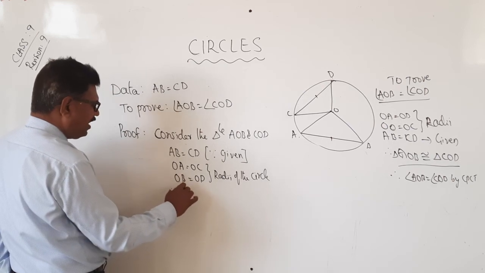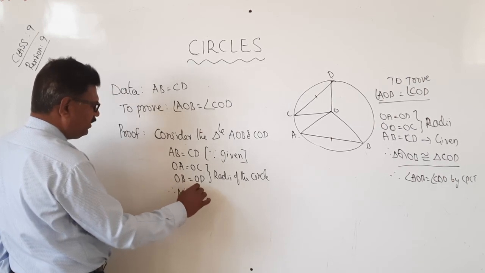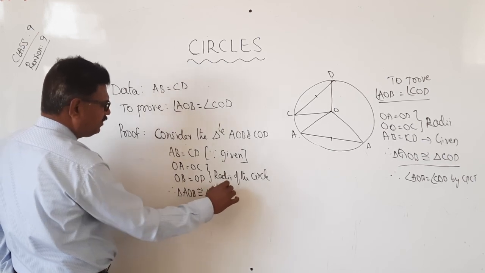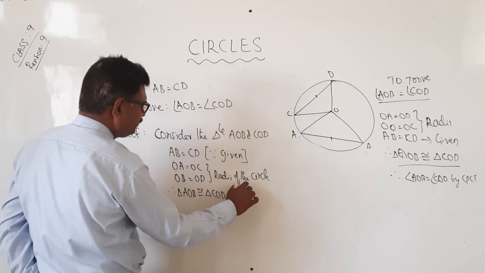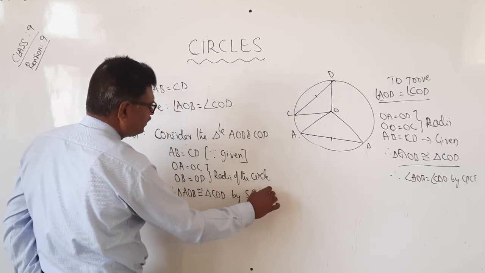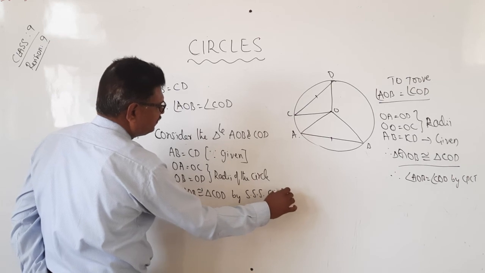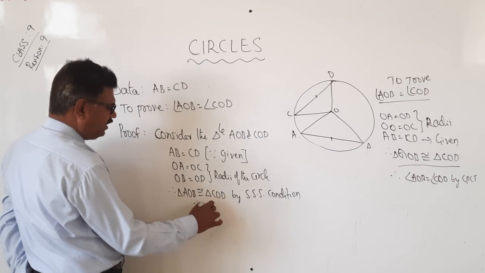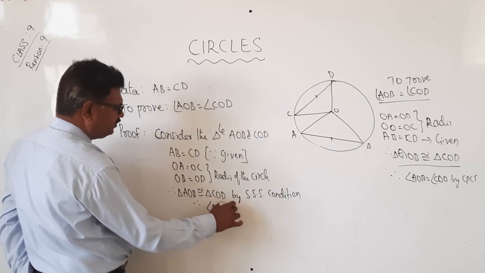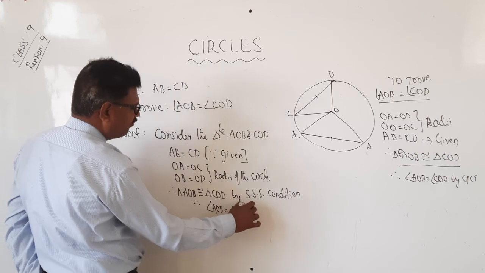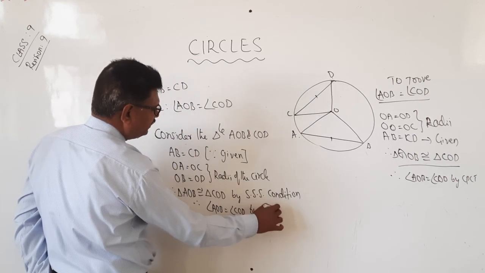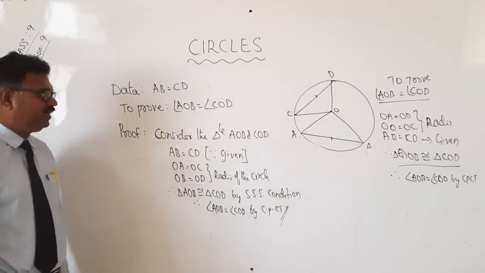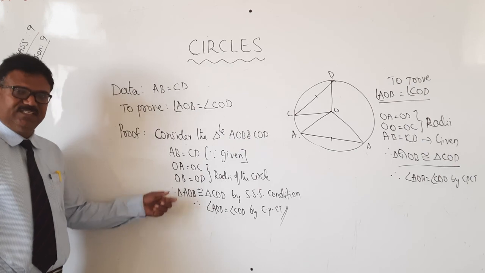Therefore, triangle AOB is congruent to triangle COD by SAS condition. Therefore, angle AOB is equal to angle COD by CPCT, which means corresponding parts of congruent triangles. Did you understand? Any doubt, please?